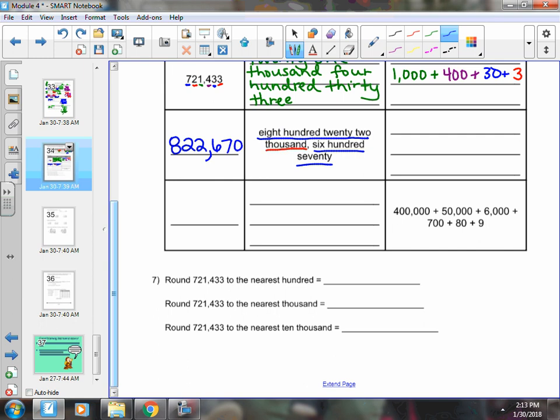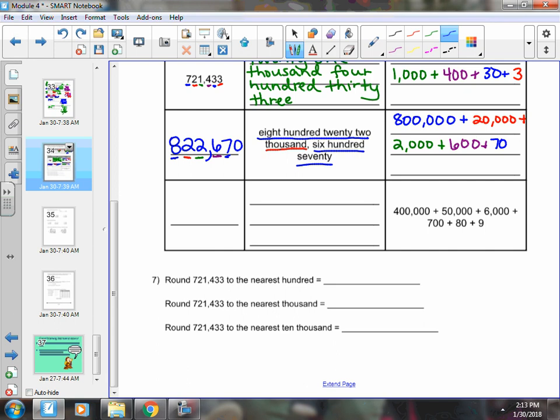All right, expanded form is the value of each digit. The 8 in the 100,000s place is worth 800,000. A 2 in the 10,000s place is worth 20,000. A 2 in the thousands place is worth 2,000. A 6 in the hundreds place is worth 600. 7 in the tens place is worth 70. And there's nothing in the ones place, so I can end right there.